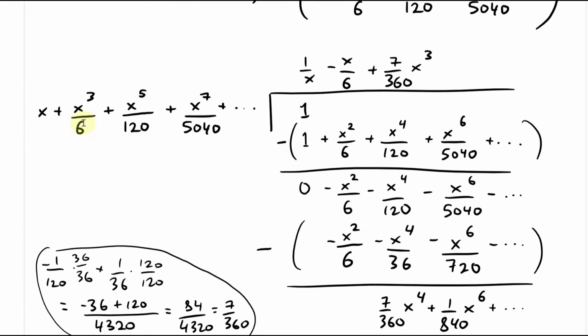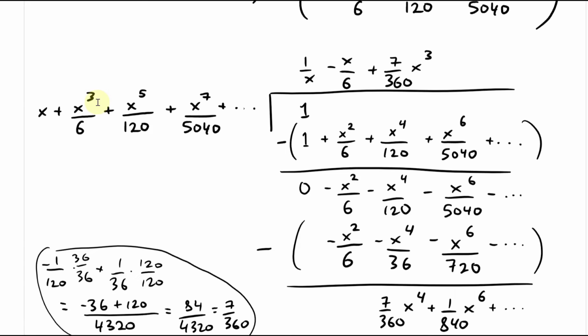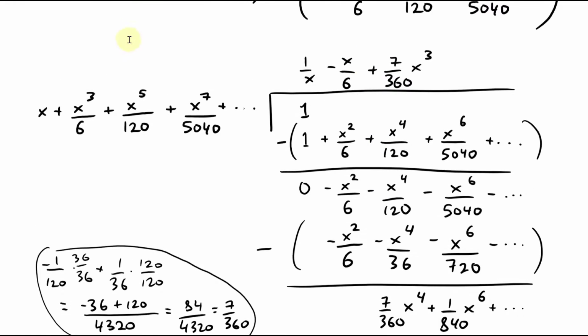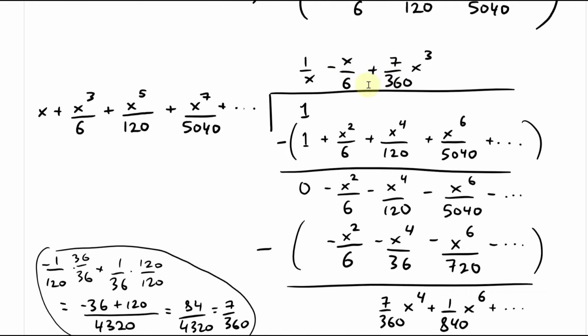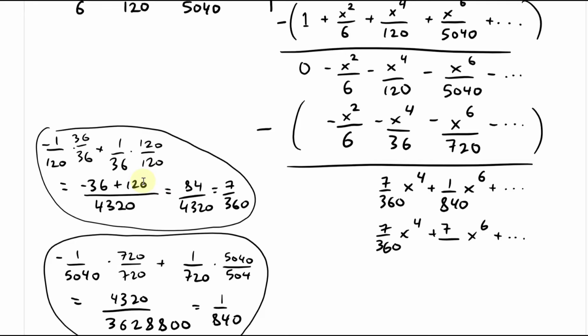And then the next one is 6 times the bottom there, so 6 times 360, and there's a 7 on top. So it's 7 over, because it's here, x to the 6, plus dot dot dot. The 6 times 360 at the bottom, that's just a calculation check. We already did this one before, but I'll put it here for completeness. So this is equal to 2160.